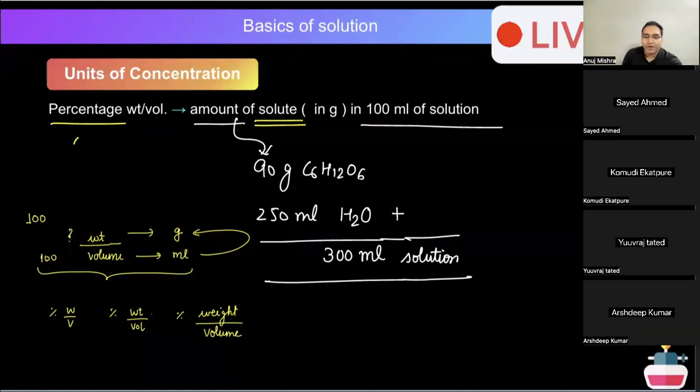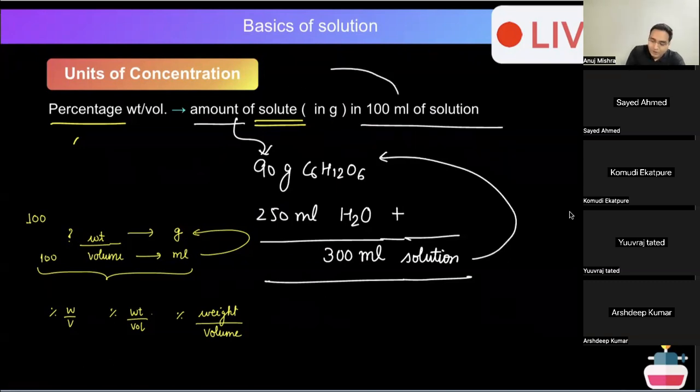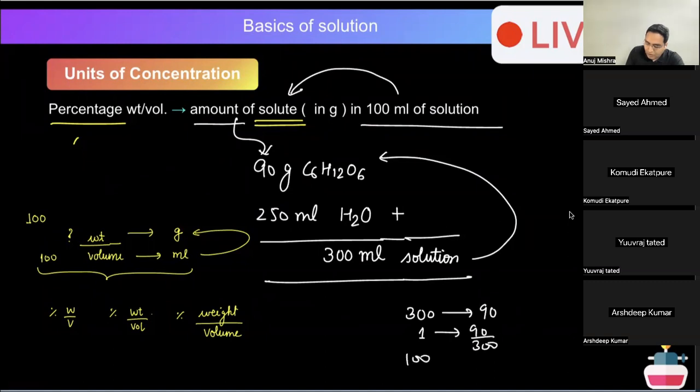Very good. So what will be my answer? We have 300 ml of solution which carries 90 gram of solute. Definition says 100 ml of solution has how many grams of solute? So what shall be my answer? 300 has got 90. 1 has got 90 by 300. So 100 has got how much? 90 by 300 into 100. That comes out to be 30%. So my answer is 30% W by V. That shall be your answer.